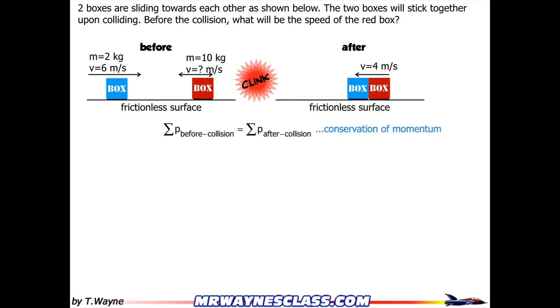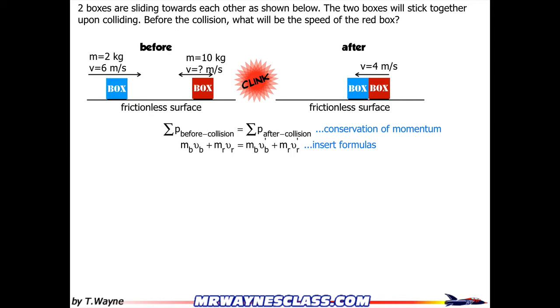So I'll start by indicating what process I'm going to use, and that's going to be the law of conservation of momentum. So mathematically I would write sigma momentum before the collision equals sigma momentum after the collision. And in previous problems we might have set it up like this, where every object has its own momentum. So there's the momentum of the blue box plus the momentum of the red equals momentum of the blue afterwards plus momentum of the red afterwards.